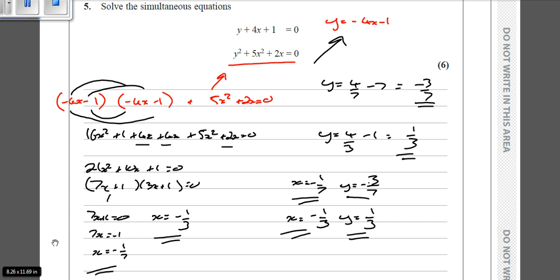Do it that way, just so that when the examiner comes to find your working or find your marks, you're not searching around, it's right there. Because everyone's human, everyone can miss things.